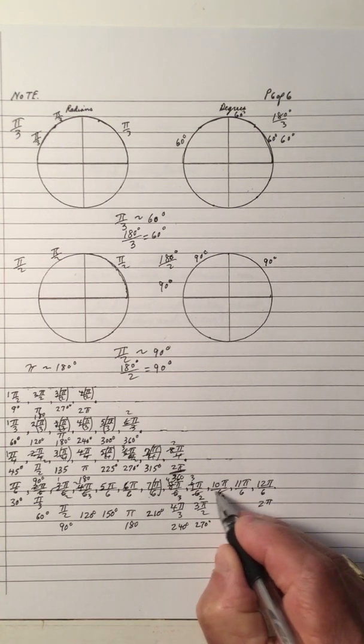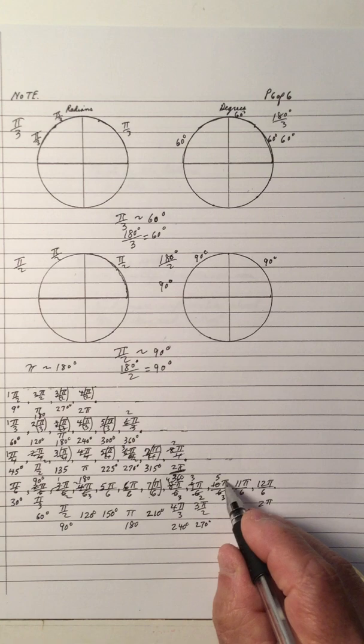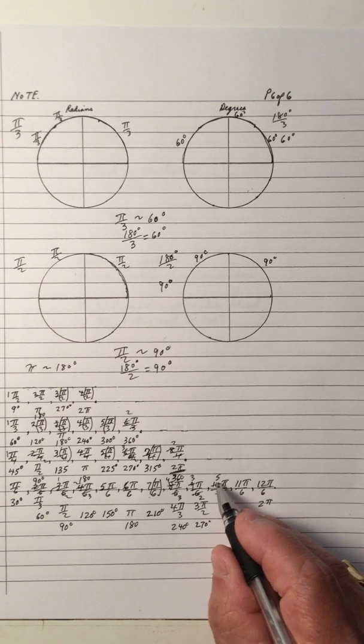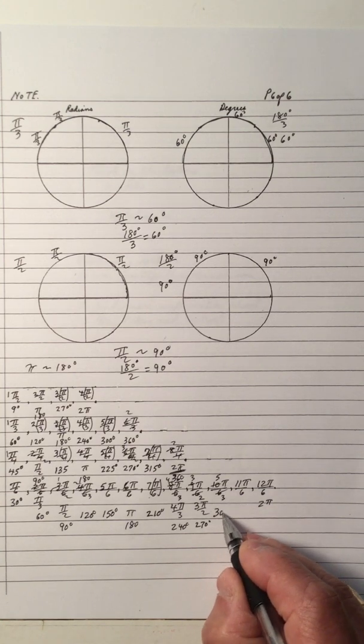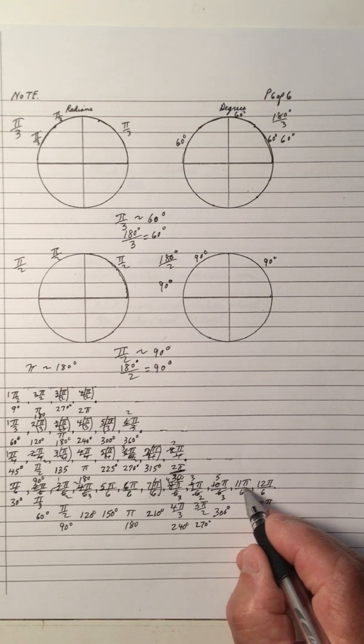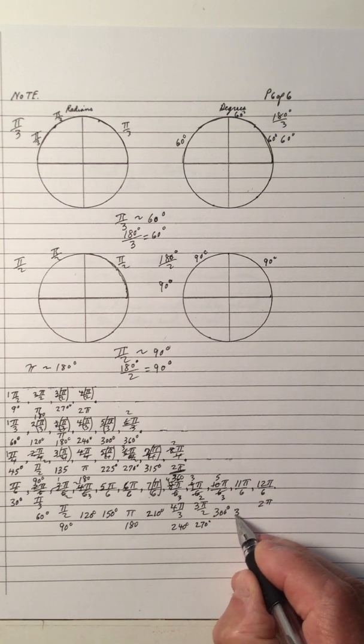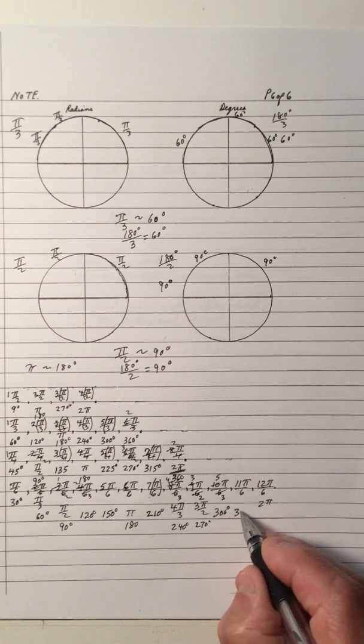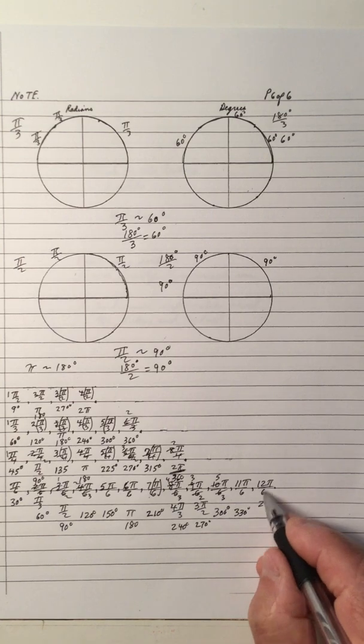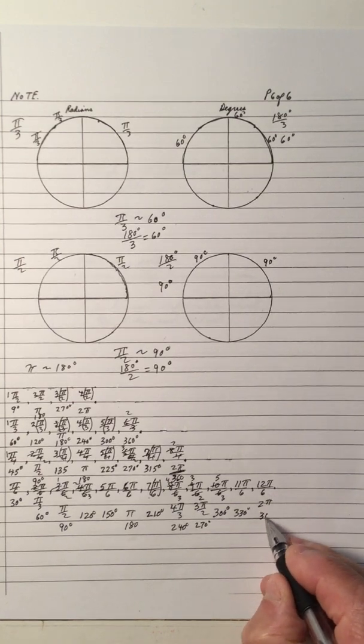2 into 6 goes 3, 2 into 10 goes 5. So that reduces down. So that's 60 times 5. So that's a 300. This doesn't reduce down. So pi over 6 can't reduce. 6 can't go into 11 evenly. So that's 30. 30 times 11 is 330. And this reduces to 2 pi, which is 360.